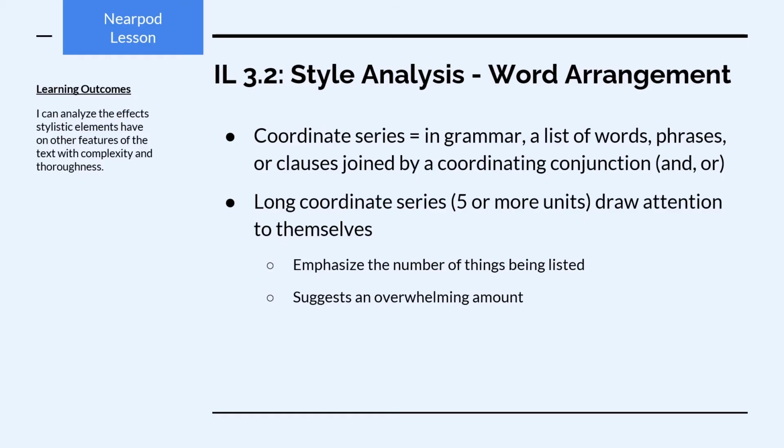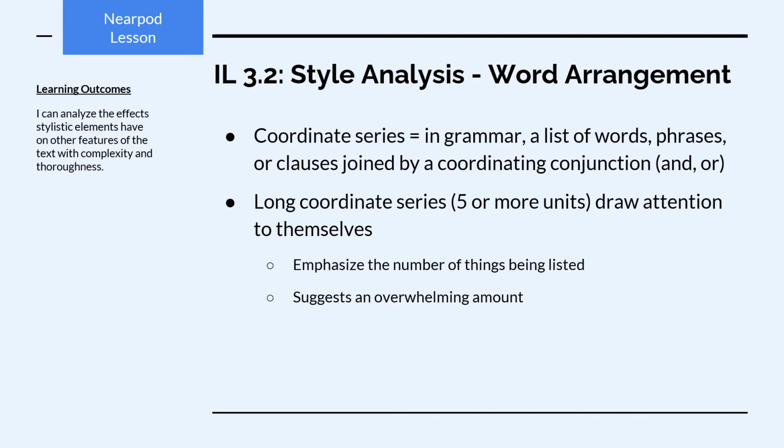So in addition to repetition and parallel structure, finally also look at any unusual coordinate series in the text. Coordinate series is a grammatical term meaning a list of words, phrases, or clauses that are joined by a coordinating conjunction. And in a coordinate series, we can really only use "and" or "or." We can't really use any of the other coordinating conjunctions in a list.